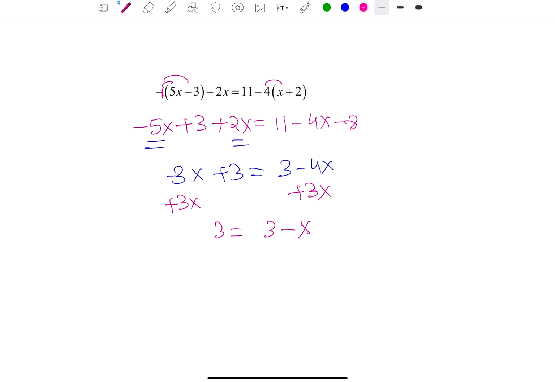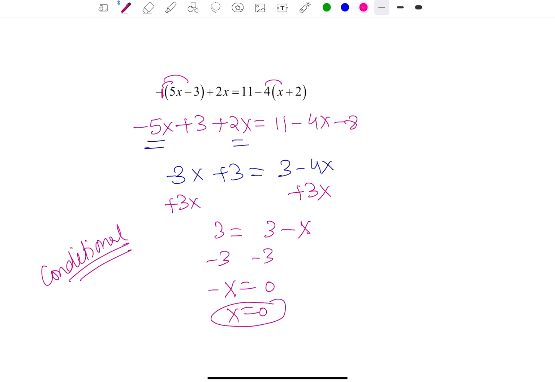It does not really matter, but I prefer to keep the variables positive, which I didn't do in this case. My variable is negative, and that's okay. So this turns out to be 11 minus 8, that is 3. Go ahead and subtract 3 from both sides, and that turns out to be negative x equals 0, which gives me x equals 0. This would be a conditional statement. That means this equation is only true if left and right hand side are only going to be equal if x takes on the value 0.